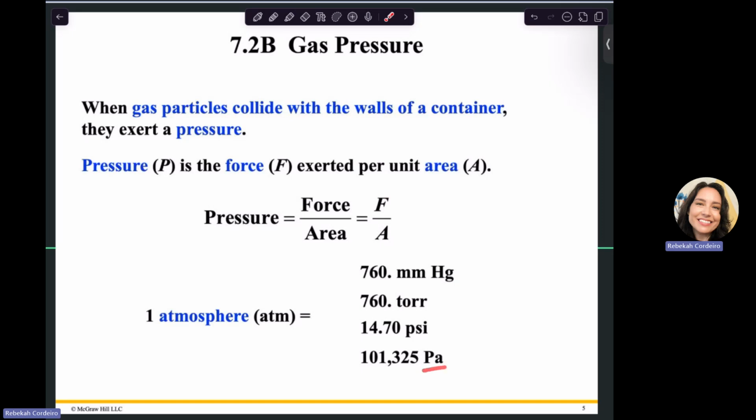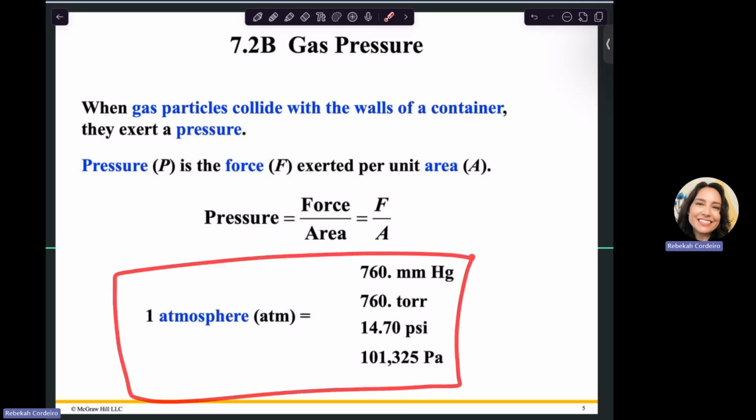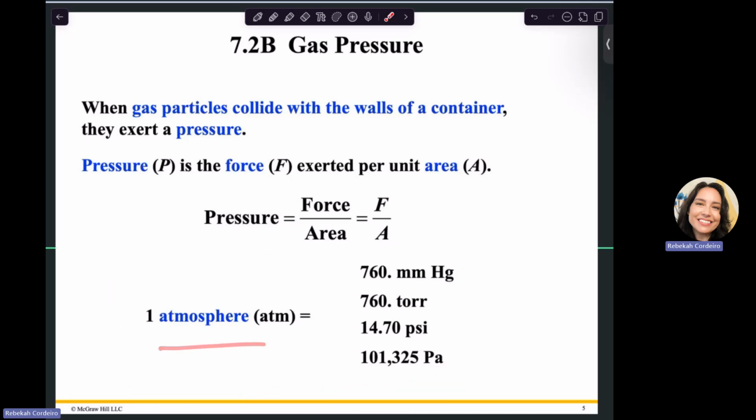And so we will be using these things. I think on your equation sheet, you have some of these conversions. These are just conversion factors, so we're just going to use them as conversion factors. You don't need to memorize them. I'll give them to you.